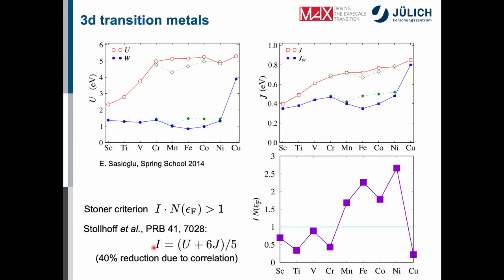As an example, we show Hubbard U parameters that we have calculated for the 3D transition metals from scandium to copper. In red, we see the Hubbard U parameters, in blue, the corresponding fully screened parameters. The latter also contain the screening happening in the correlated subspace, which is why they are significantly smaller. On the right-hand side, we also plot the respective Hund exchange parameters.